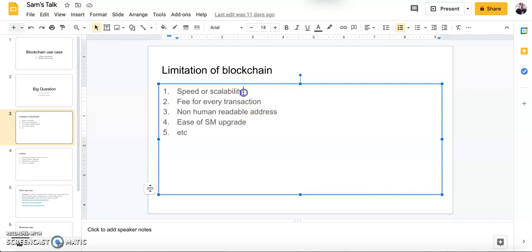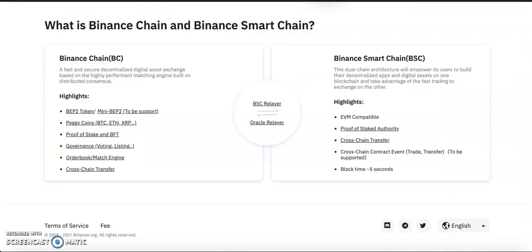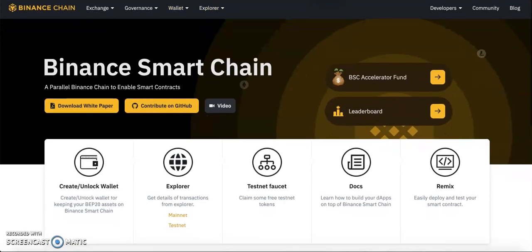Now, Binance has just one. Okay, should I say two? Right? But this is the most popular one. Binance has just one out of the four, and Binance is ranked number 3. Let's go back to this. So 5 seconds, cross-chain transfer, proof of stake, cross-chain contract events to be supported. Of course, these are very useful features there.